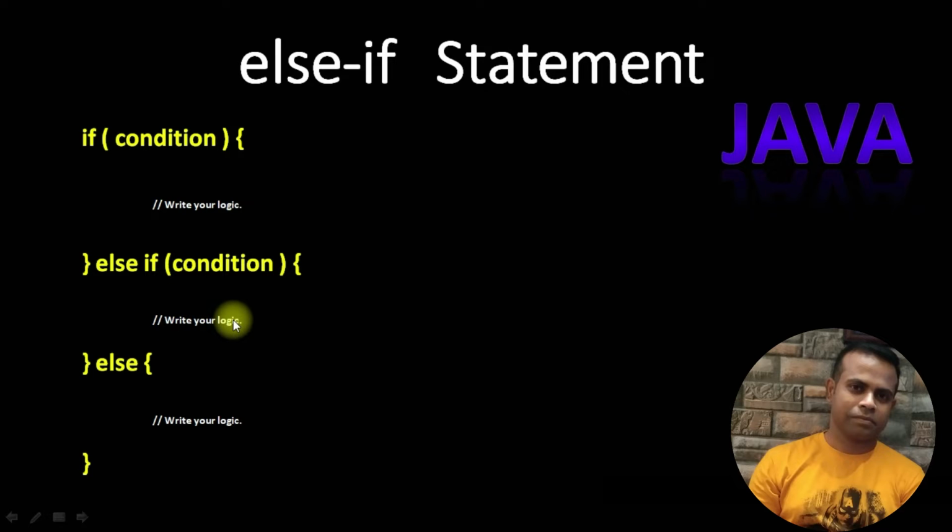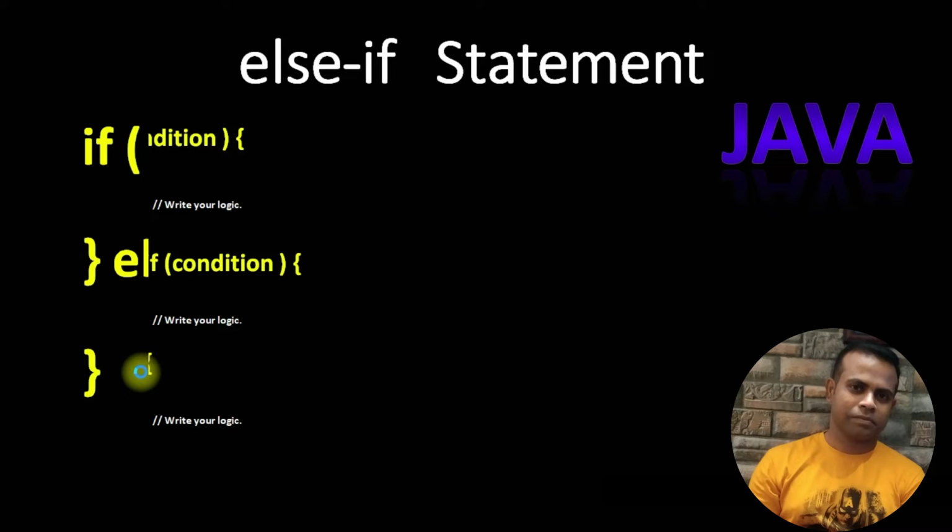So we can write a statement: the number is positive. Now if this condition also fails, that means it is not 0 and it is not greater than 0, so it automatically comes to the else part, and we can write a statement that the number is negative, right? Because it is not 0 and not greater than 0, so definitely it will be a negative number, so it will come under the else block.